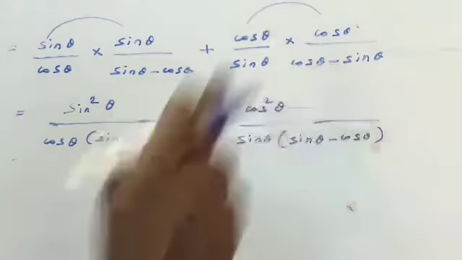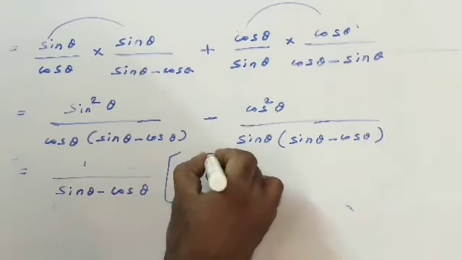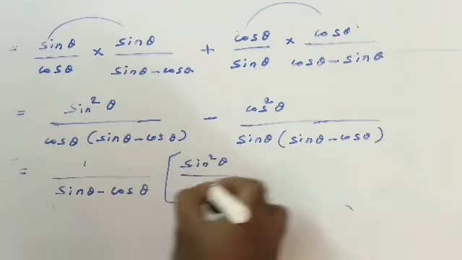So in these terms we have the common denominator sin theta minus cos theta. So you can take 1 by (sin theta minus cos theta) as common. The remaining term is sin square theta in the numerator, with denominator cos theta, minus cos square theta in the numerator divided by sin theta in the denominator.